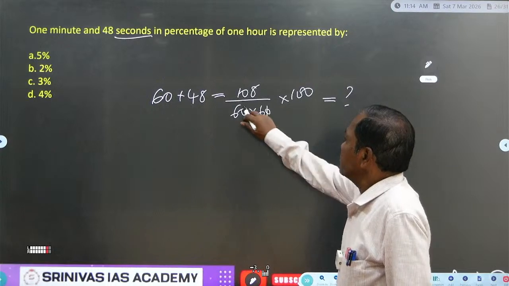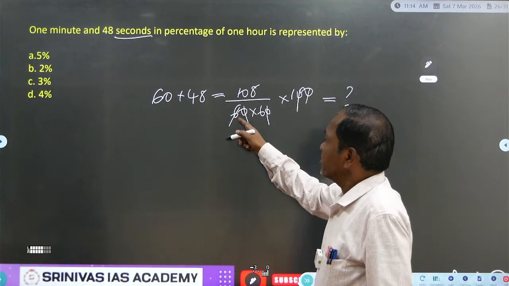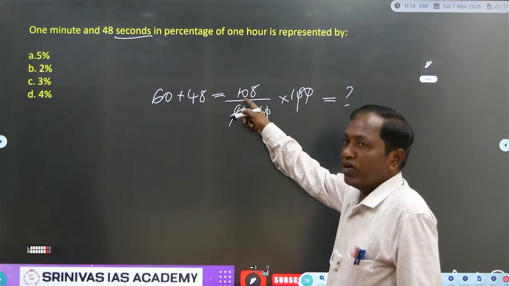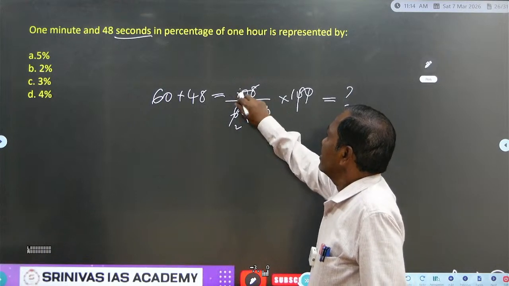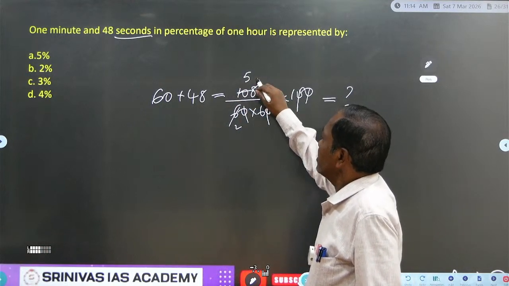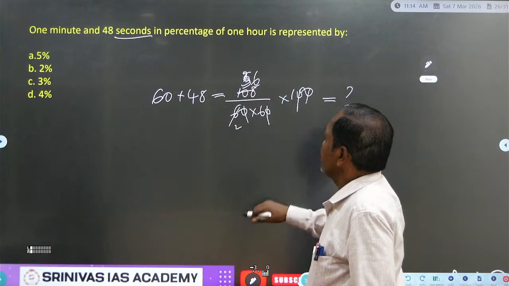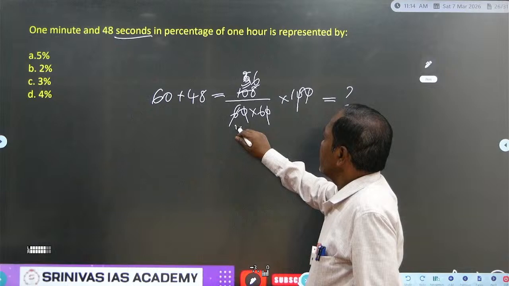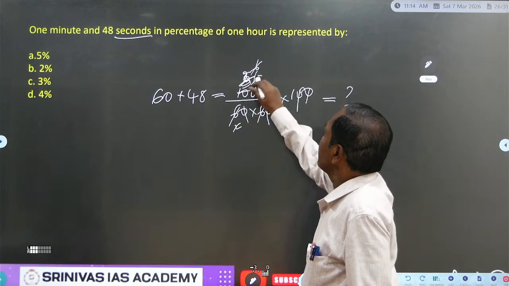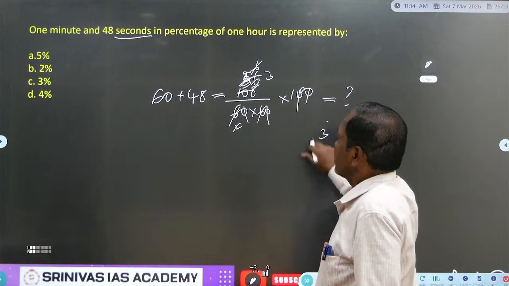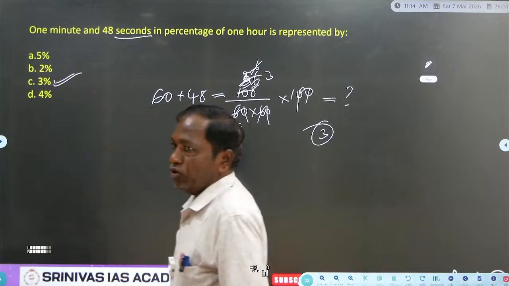And this 0 and 0 cancels here. And 6, this is the multiples of 3. 1 plus 8, 9, multiples of 3. 3 2s are 6, 3 3s are 9, 3 6s are 18. And again 6 6s, 6 2s, 3. It means 3%. Option C.